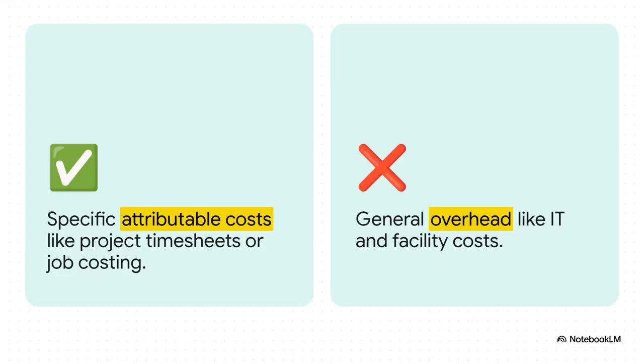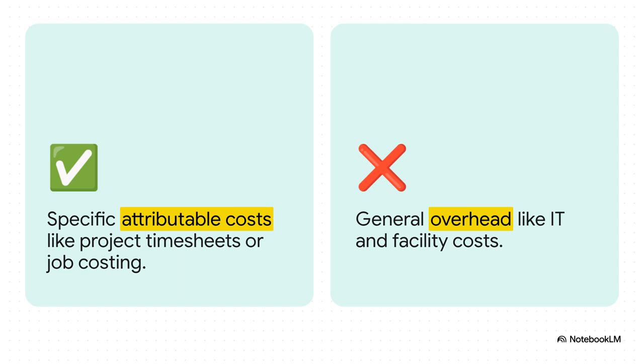So what does "directly relates" actually mean in the real world when we look at that first criterion? Well, consider the difference between specific attributable costs and general overhead. General overhead, like your facility rent, the company's IT infrastructure, or executive management time, might support the contract in a broad, general sense, but it completely fails the test. You expense those. To capitalize something, a cost must be specifically attributable to the contract in question.